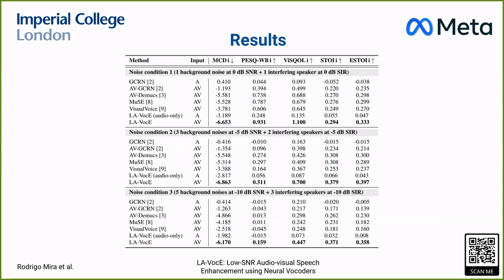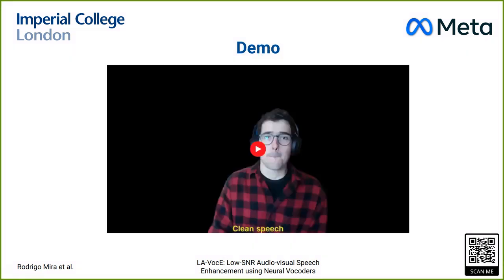In particular, as we increase the level of noise, we can see the competing methods begin yielding substantially lower improvements, while LA-VocE is still able to yield noticeable improvements on all metrics, even in condition 3. It is also worth highlighting that audio-only methods, including an audio-only version of our own method, yield very low performance across all experiments, highlighting the importance of the visual stream. We present a short demo of our work, comparing it to other approaches on noise condition 2.